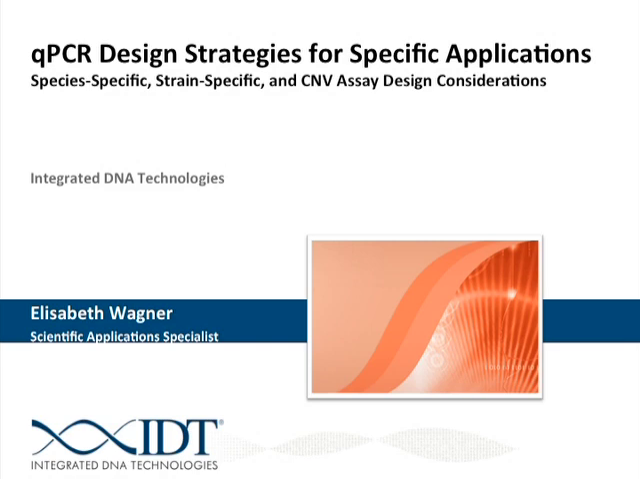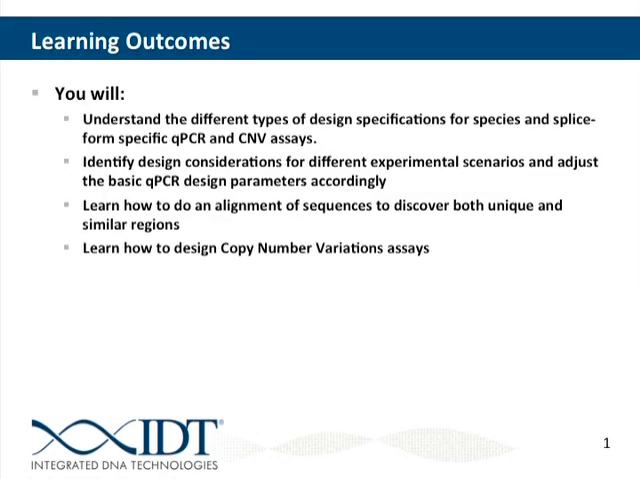So specifically, we're going to do a species-specific assay, one that is meant to distinguish between two different species of interest, one that is strain-specific in terms of specific for a particular viral strain, and then CNV assays. And so at least for the first one of these, I'm going to go live outside of the PowerPoint here and actually put the sequences in and walk you through what we would do to design under these certain considerations.